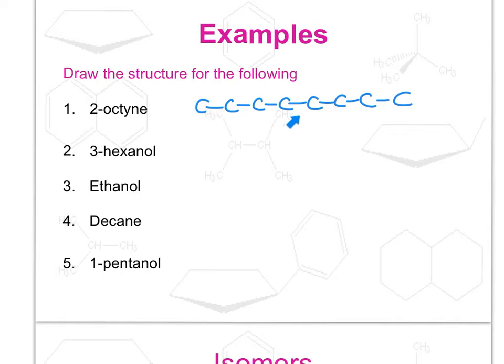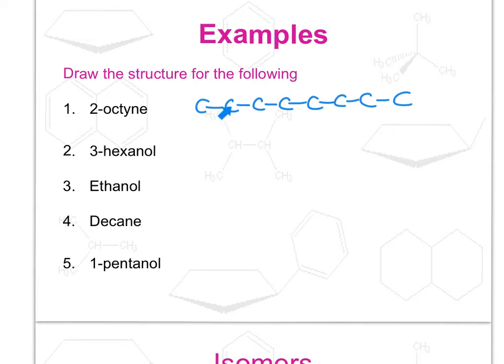So when you're drawing the structure, it does not matter where you want to number it from. If you want to number it from here, great. If you want to number it from here, great. It does not matter. You decide because you're the one who's drawing the structure. So I'm just going to say this is carbon number 1. So when it says 2-octyne, that means the triple bond is on carbon number 2, right?